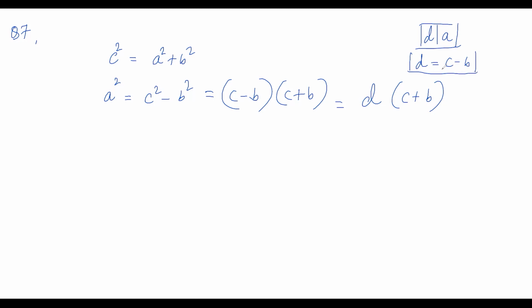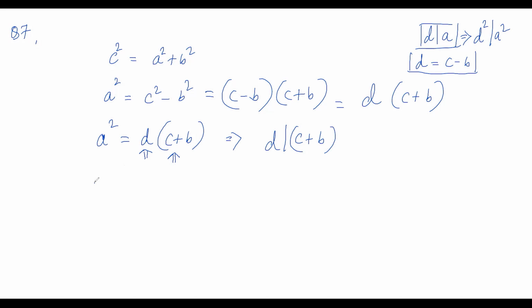Okay, now let's proceed. Since d divides a, that also implies that d squared divides a squared. And so what you can say is that in this relation a squared equals d times (c plus b), on the left hand side you have d squared, and on the right hand side you can see only one d, so the other d must come from c plus b. And so from here it implies that d divides c plus b.